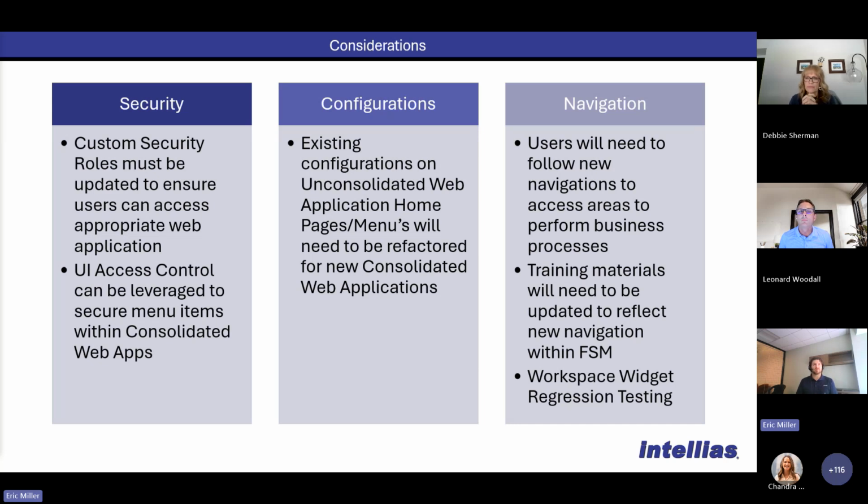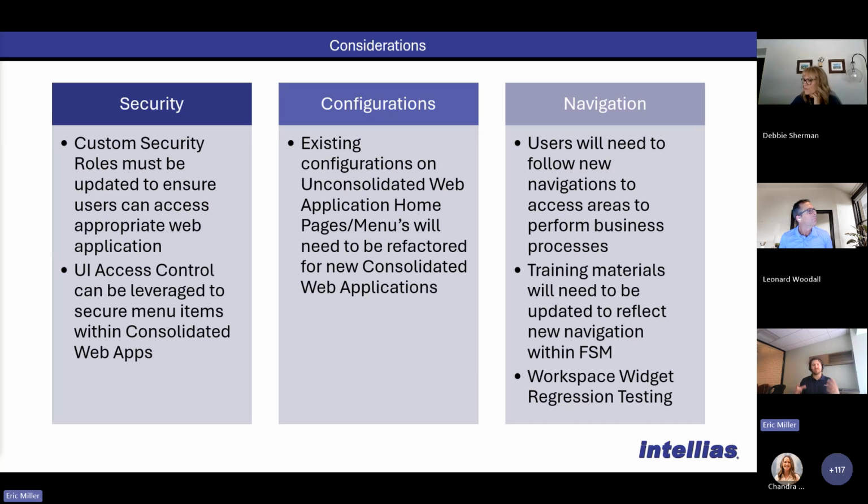For example, if you have custom security roles that have rules in there to hide menu items or grant menu items, that will need to be refactored to leverage UI access control to secure those specific web apps and menu items. On top of this, from a configuration perspective, if you have put in UI configurations on the menus or home pages within those unconsolidated web applications, those will need to be refactored to the new web apps and the new home pages and menus associated with those.